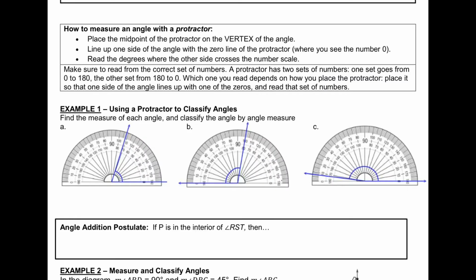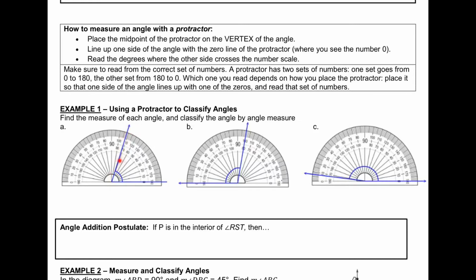Here are the steps how to measure an angle with a protractor. The first thing you do is place the midpoint of the protractor on the vertex of the angle. So that would be here, here, and there. Then we line up one side of the angle with the zero line of the protractor. So here's one side lined up with 0, one side lined up with 0, and one side lined up with 0. Finally, we read the degrees where the other side crosses the number scale.